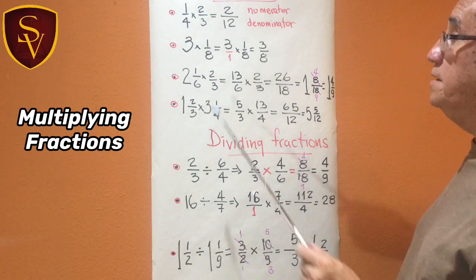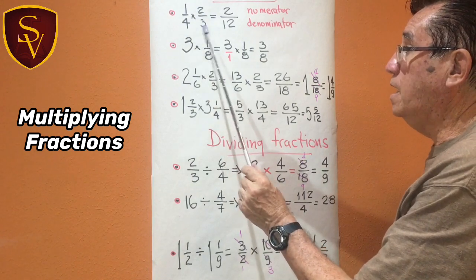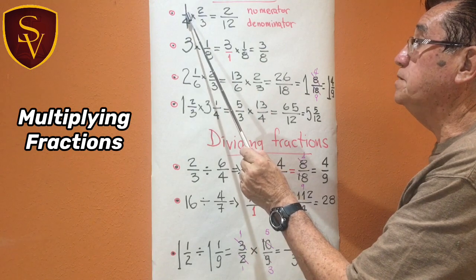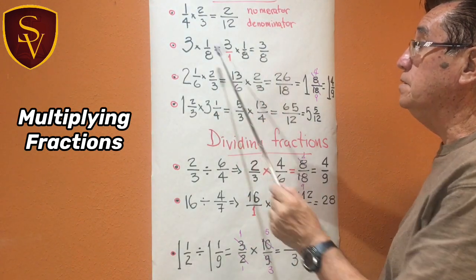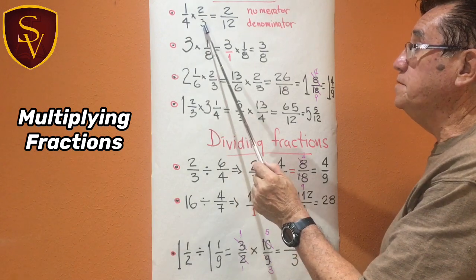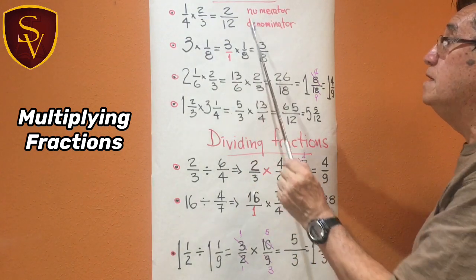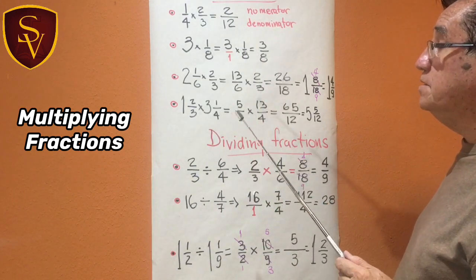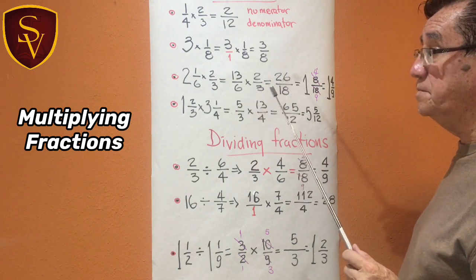How do we do that? We multiply numerators and denominators. First, we multiply numerators. 1 times 2 equals 2. Denominators, 4 times 3 equals 12. So the final answer is, in this case, 2/12. As you can see, there is no difficulty in solving this type of multiplication.